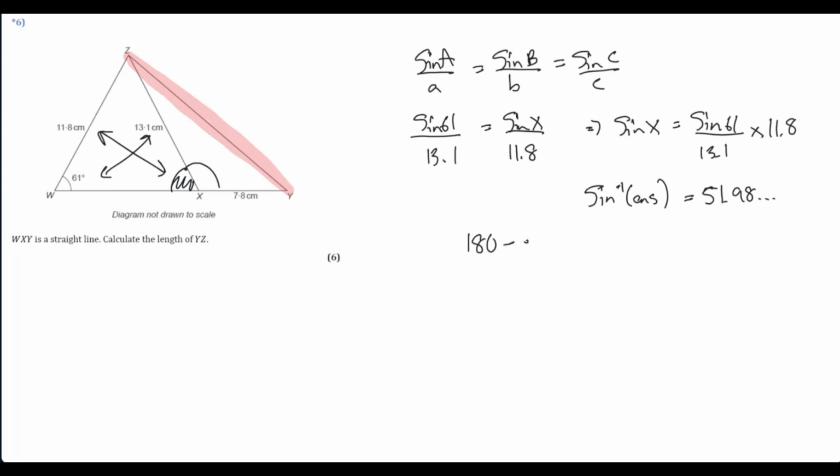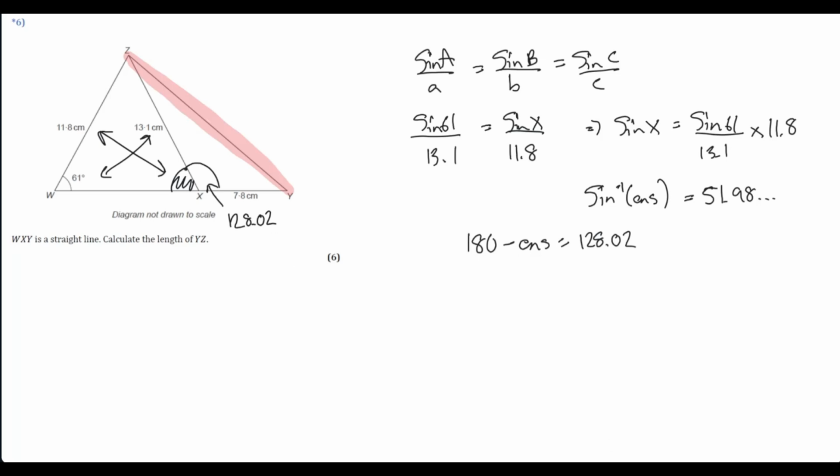180, take away the previous answer, and if we do that, we get 128.02. Now, two decimal places will be fine. Just do not do 128 degrees, for example, because you are rounding too early. But because we want 3 sig fig, because it hasn't told us to round, 3 sig fig would be fine. So 128.02 will be fine.